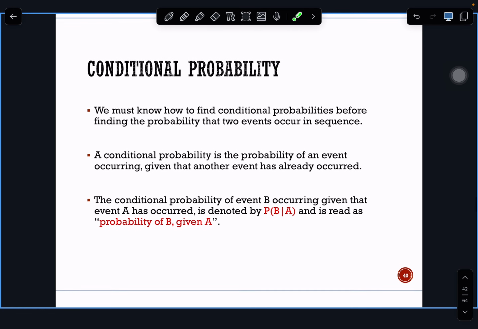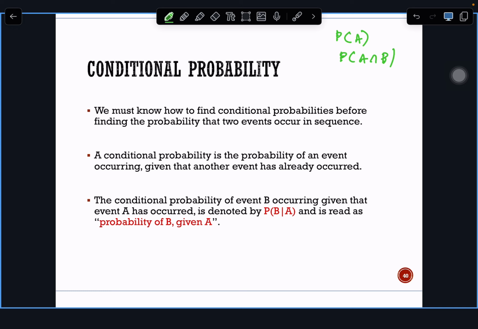Alright, conditional probability. First one, I don't like to read slides, guys, because I know you can read. Alright, so the first one, we have seen this one, right? Let's say P(A). What is P(A) here? Yes, probability of event A. Correct. What is P(A ∩ B)? A intersect B. Correct.